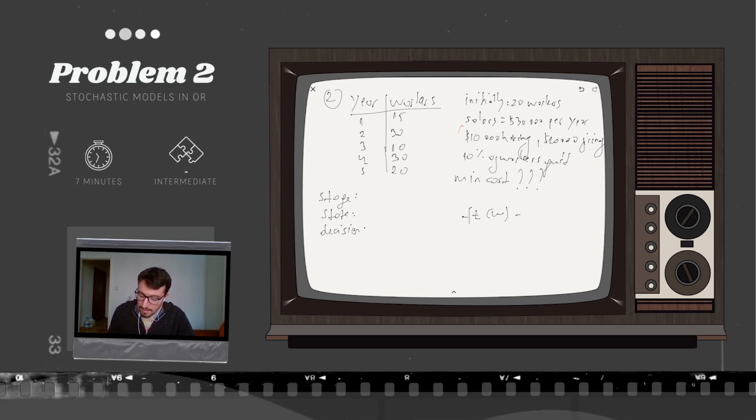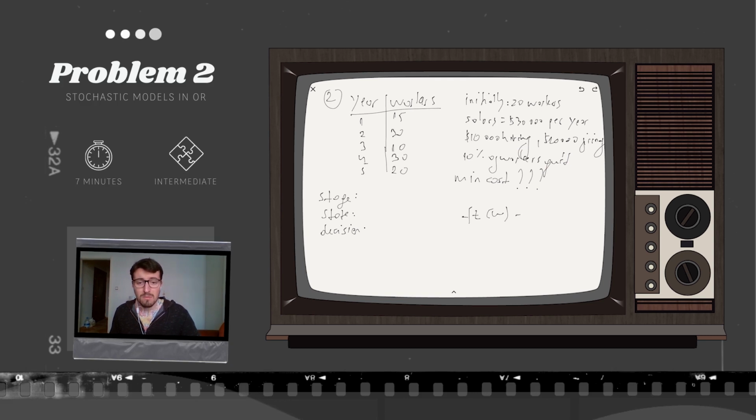I pay $10,000 for hiring a worker. I pay $20,000 for firing a worker. And also I'm given that each year, 10% of the workers quit by themselves, so I don't pay anything for them. So 10% of them quit.